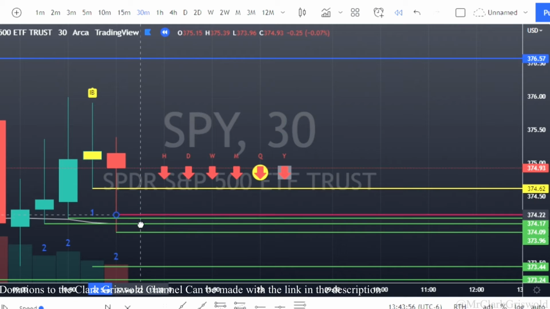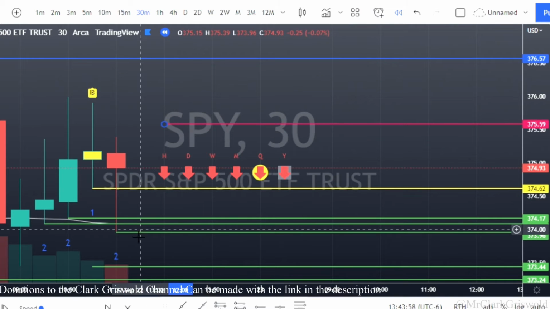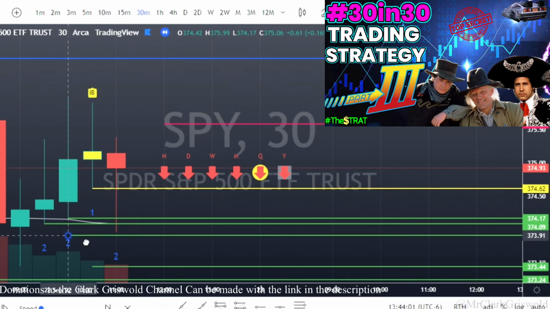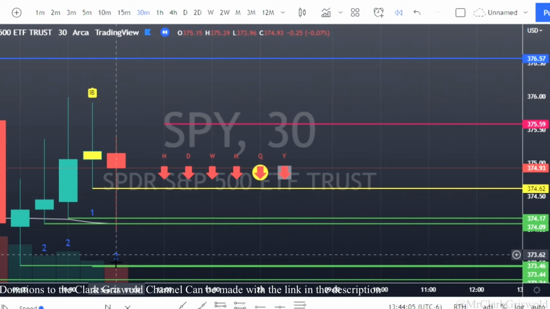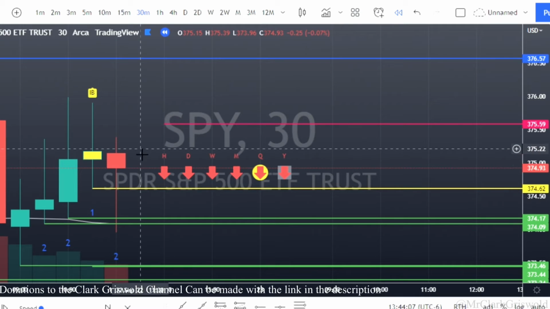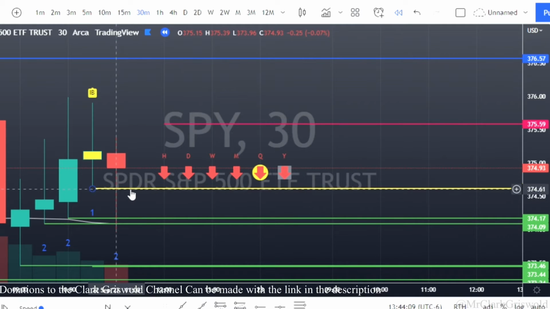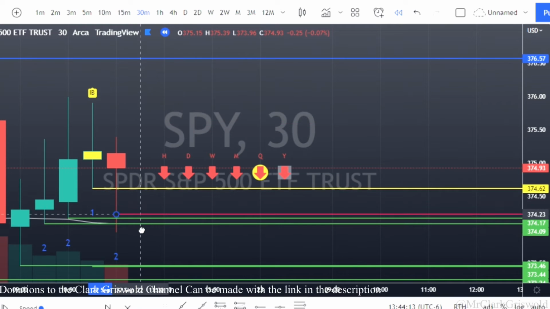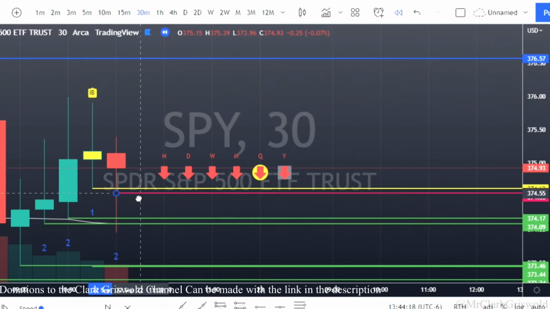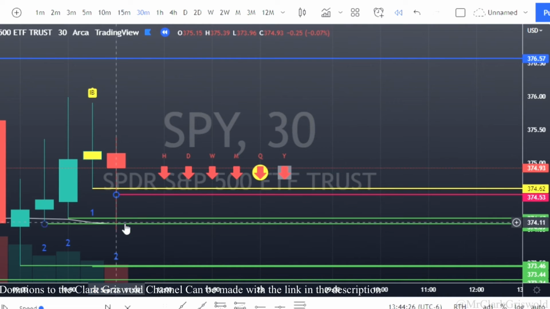And there's target 3. So again, if you took this trade, you should have had a stop loss here, or at the very, very worst, right here. Okay, so you went 374.62 to 374.09. That is a winning trade, but you need to be able to take your stops and move your stops. And you need to be able to take profit.